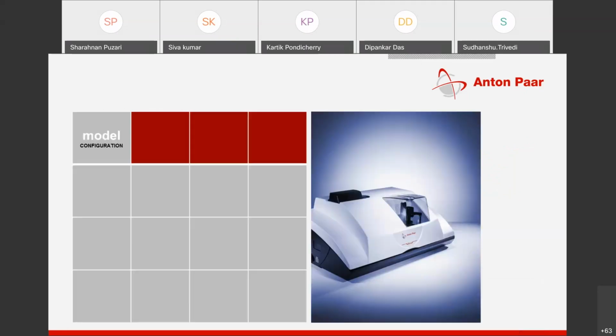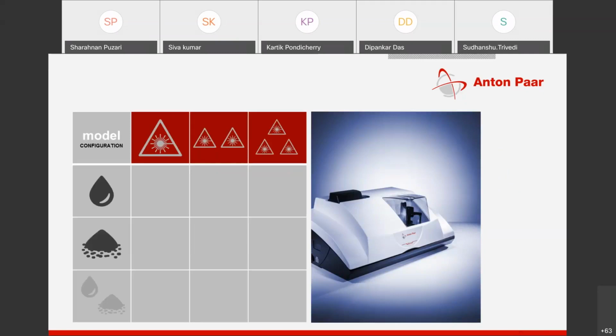So basically, we have configurations with respect to the applications. We have one laser system, two laser system, and three laser system. Again, we have a configuration called liquid, dry, and liquid and dry both. So we have various models, at least 9 models with respect to the applications. If you require a higher range with liquid and dry both, then we will offer you 1190, something like that, different configurations.